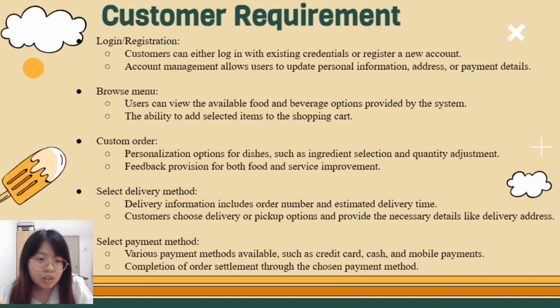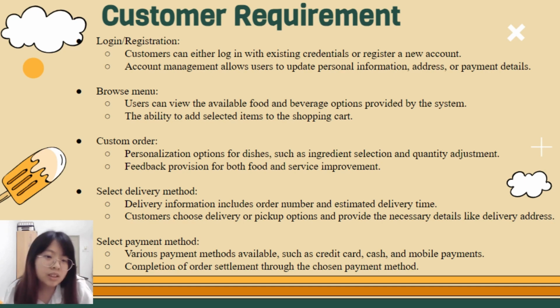Next, browse the menu provided by the system. View various food and beverage options to select your favorite dishes and add them to the shopping cart. Before confirming the order, the customer needs to check the selected goods in the shopping cart to ensure that there are no omissions or errors.